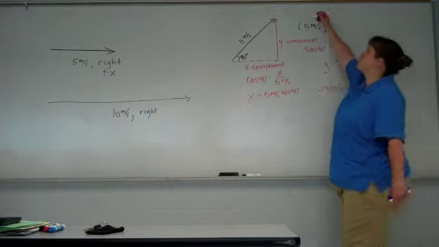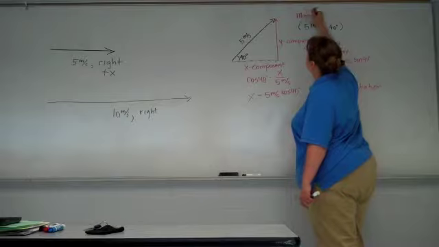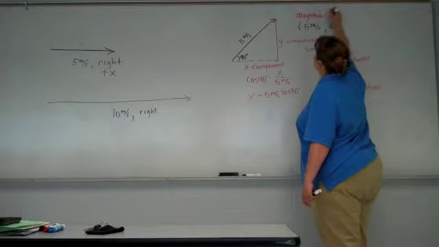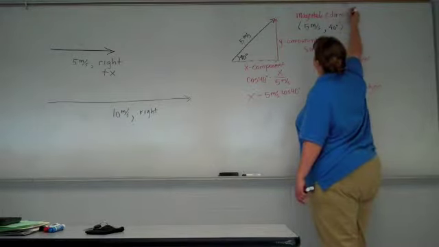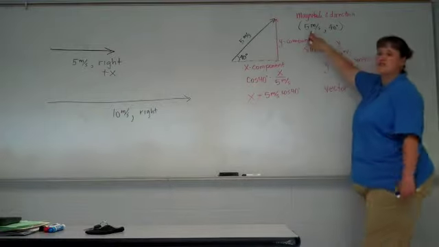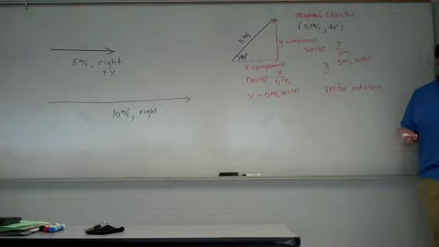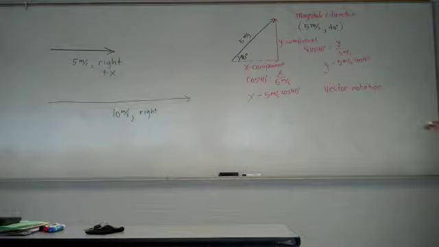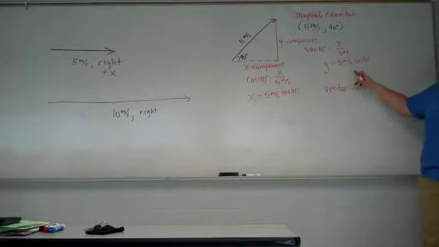This other way is called magnitude and direction. The magnitude is the 5 meters per second. The direction is the 40 degrees. Vector notation is when we write it in terms of its components.